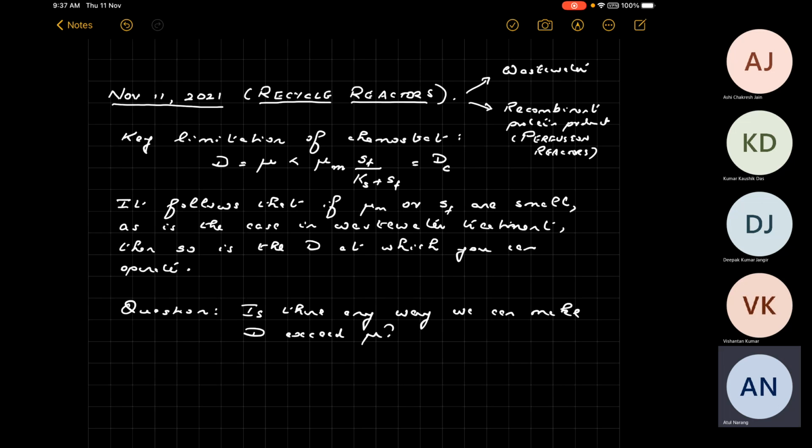Now the problem is that any set of cells that you're working with, if they have a small maximum specific growth rate, so if they grow really slowly, or the concentration of the feed is very, very small. So if mu_m is small or SF is small, then it is obvious that D_C will be small. And if D_C is small, that means you have to maintain small mu. And if you have to maintain small mu, then you have to maintain small D. So you are restricted in the range of D's at which you can operate.